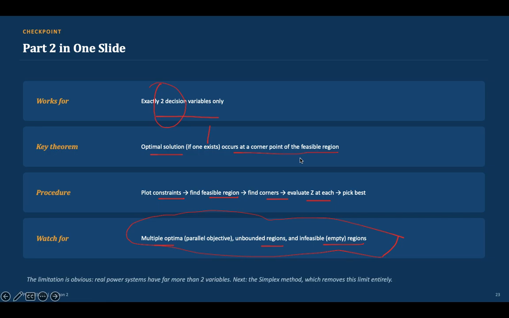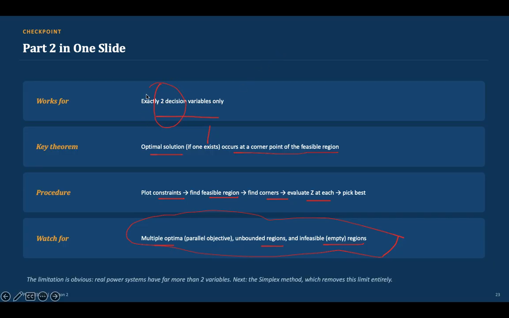Today we completed part 2, that is linear programming, right? And also we looked into the graphical method. So I'll just go through this slide and then I'll continue with the next methodology. Just to conclude our graphical method technique, it works directly for exactly two decision variables, right? That is what is noted here.